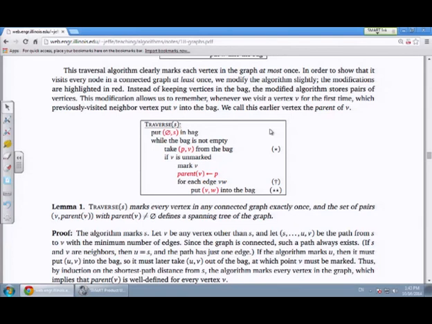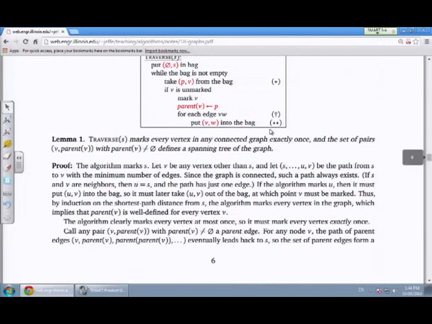This collection of parent pointers defines a spanning tree for the graph. Everybody blames another node except for the starting node, which doesn't have anybody to blame. And so this gives you a way of building a spanning tree of the graph. It's not necessarily a minimum spanning tree. It's not necessarily a shortest path tree. But it is a spanning tree. And if you look in the notes, you'll see an actual proof.